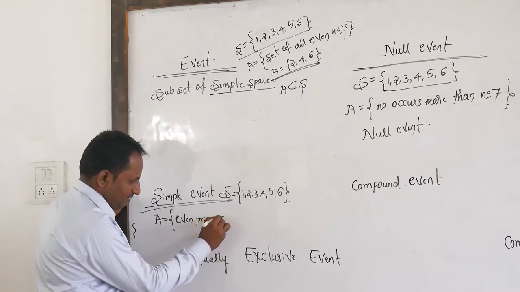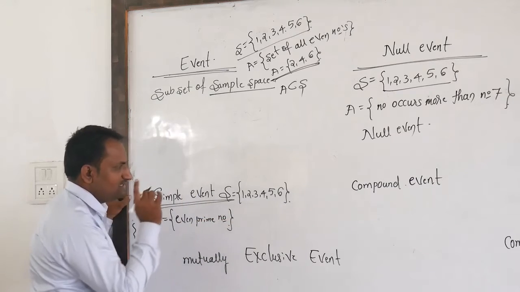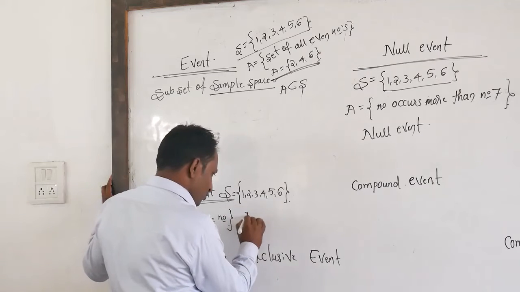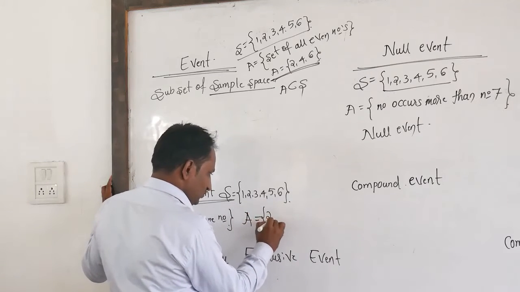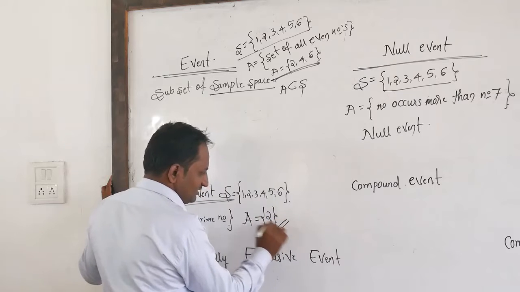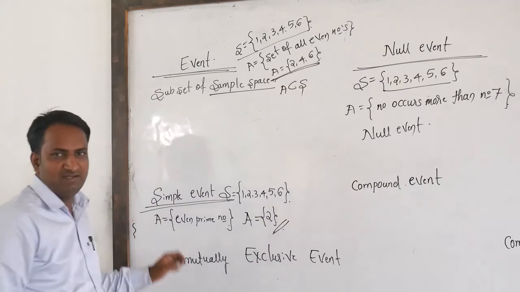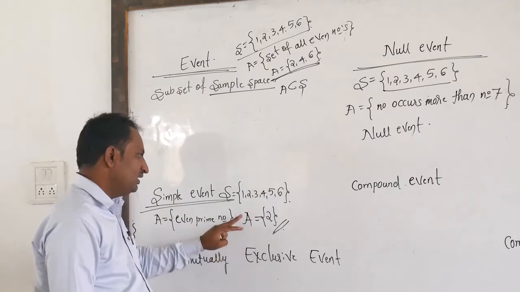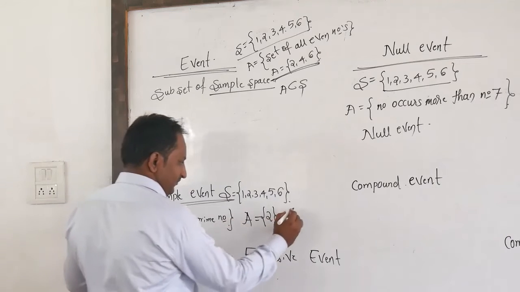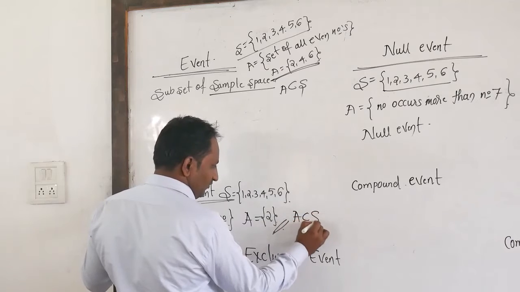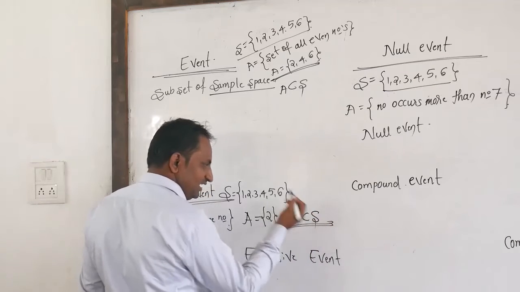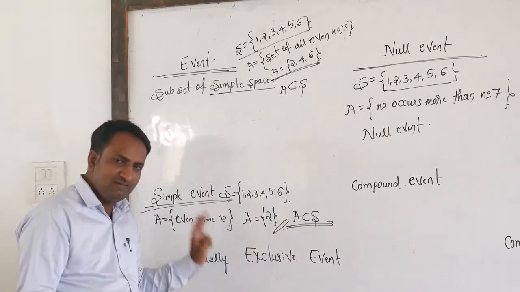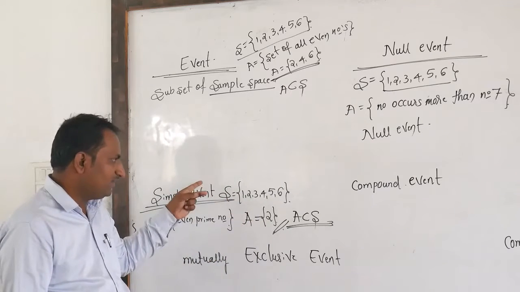Even prime number. In this term, the even prime number occurring is only 2. Here this is a simple event, with only one term occurring in the event, that is A is a subset of S. Definitely it is an event. Only one term containing the event is called a simple event.